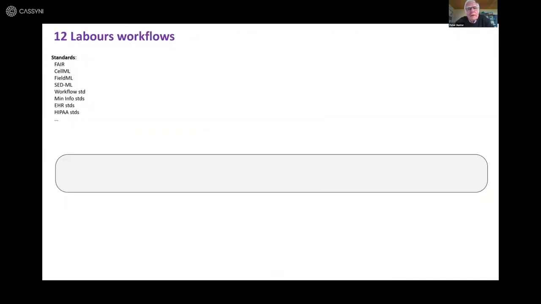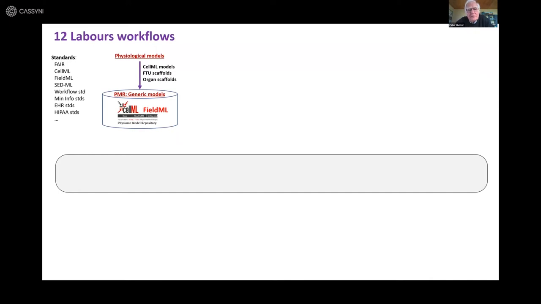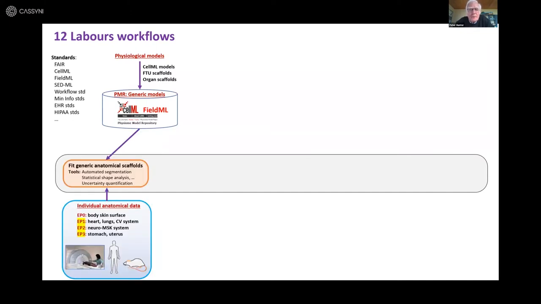So here's a quick overview of some of the workflows. So the Physiome project models that I've talked about are in the Physiome model repository using these standards, CellML and FieldML. Those, as I've mentioned, are often closely linked with image processing through MR, CT, et cetera, for building personalized models based on MR, CT data that then allow the finite element models to be adjusted to an individual.